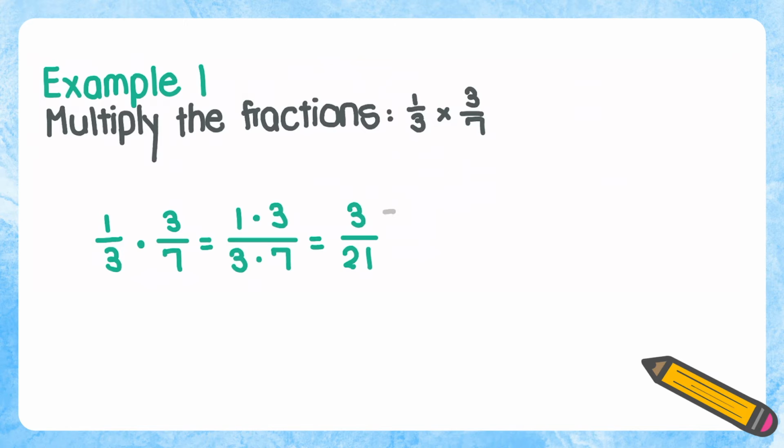We can simplify this fraction by dividing both the numerator and the denominator by 3. And so we get 3 divided by 3 equals 1 over 21 divided by 3 equals 7. So our final answer here is 1 over 7.